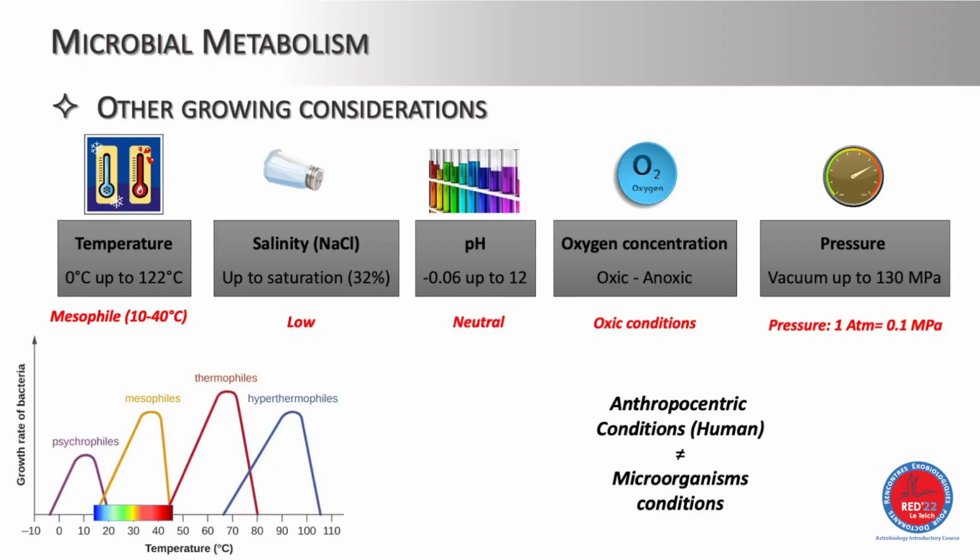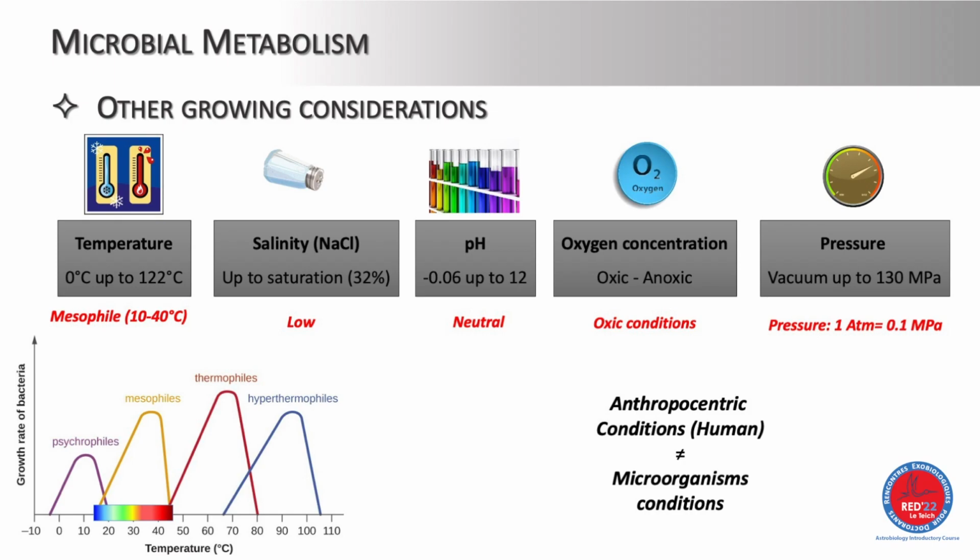But microbes do not need only carbon sources and energy to grow. There are other growing considerations to take into account, such as the temperature, the salinity, the pH, the oxygen concentration, and the pressure. And if you think of what we usually see around us, we can think that microbes only grow between medium temperature, low salinity, neutral pH, oxic conditions, and at a low pressure, atmospheric pressure.